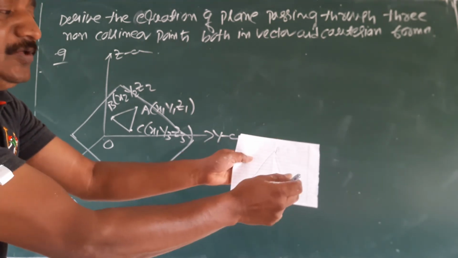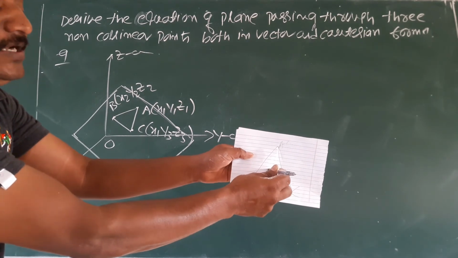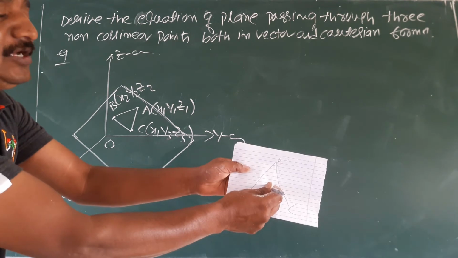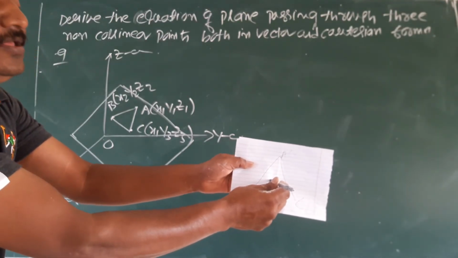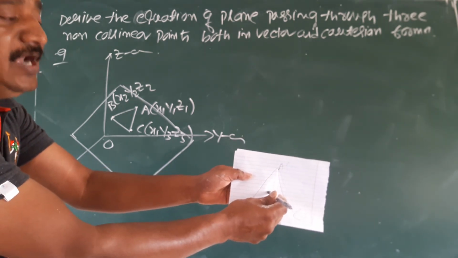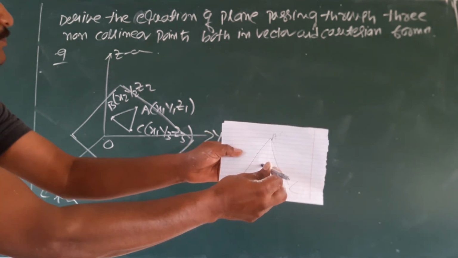Therefore, according to that, this pen must represent AB cross AC, because it should be perpendicular to both vector AB and vector AC. What is the angle between vector AB and AB cross AC? 90. What is the angle between vector AC and AB cross AC? 90. This is the situation. This cannot be seen on the board.